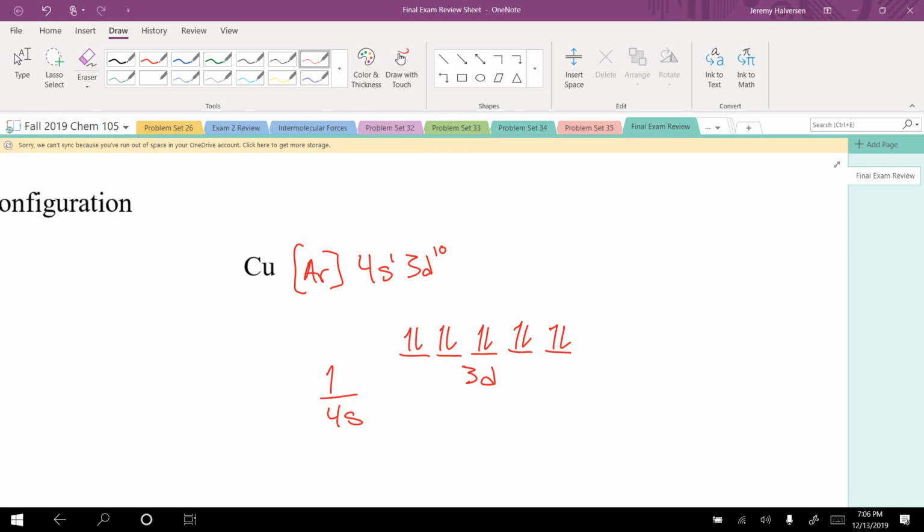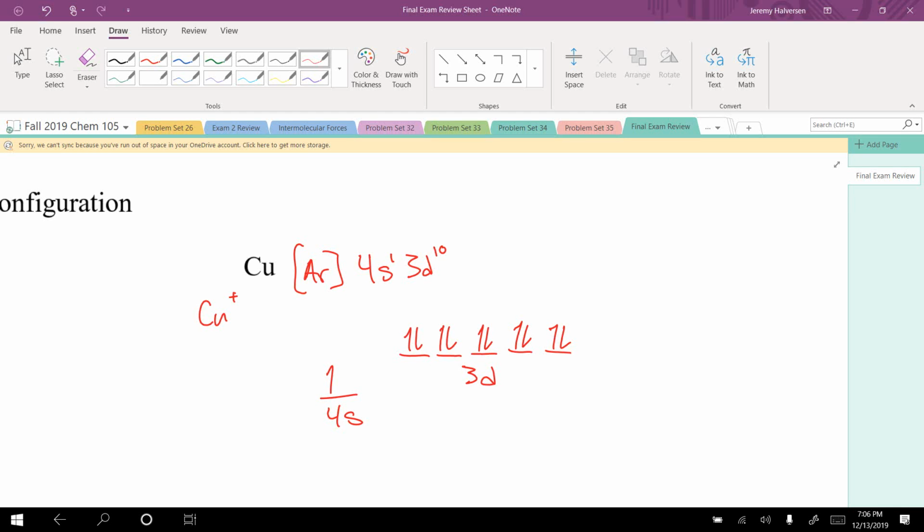Would it still do it even if it's charged? So that's a good question. So let's talk about that. So let's say that I asked for the electron configuration of copper plus. What's the best way to get the right answer? The best way to get the right answer is to draw out the electron configuration for copper and then take away an electron.